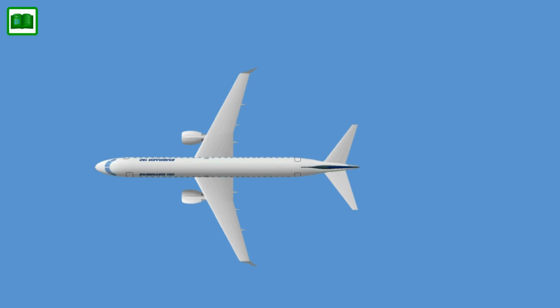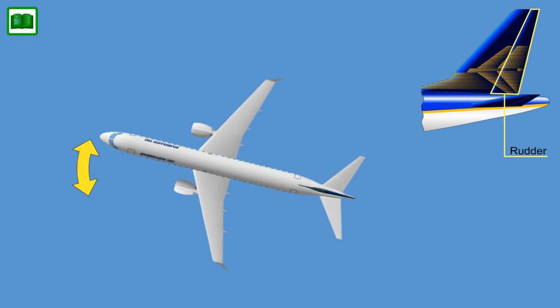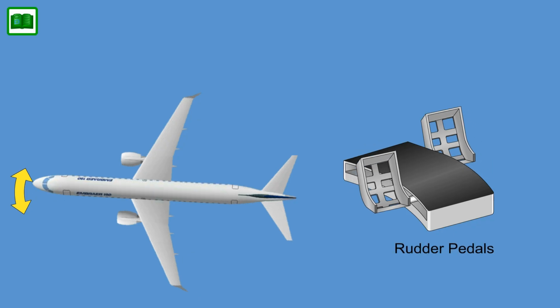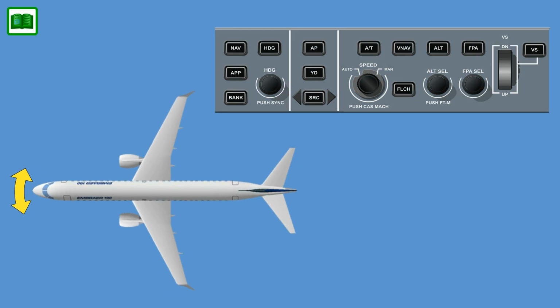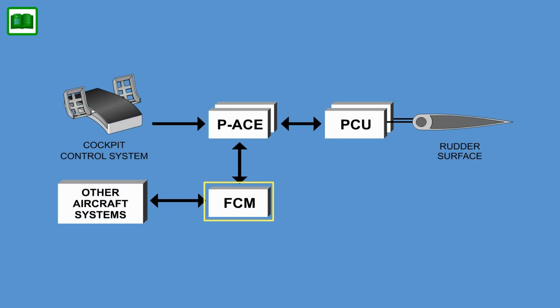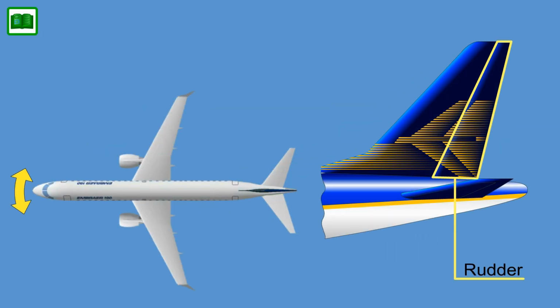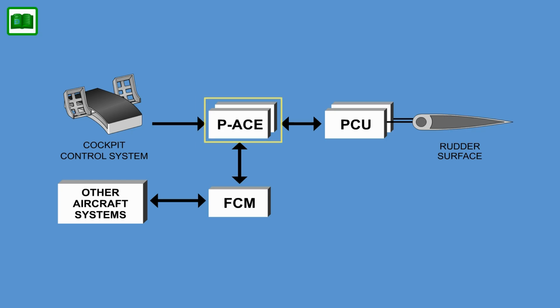The rudder control system is a fly-by-wire electro-hydraulic control system, providing control around the aircraft yaw axis. The system is controlled by the pilot's autopilot and flight control module high-level functions. The rudder control system moves a single rudder surface attached to the vertical stabilizer. Primary ACE and FCM control logic is used to control two rudder actuators, or PCUs, operating in an active standby mode.